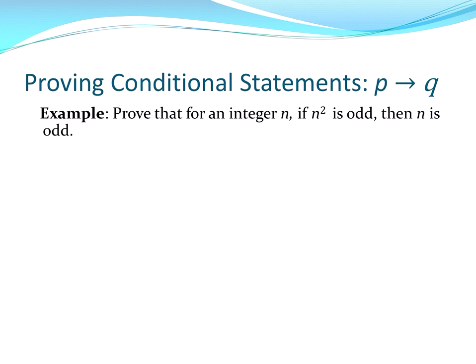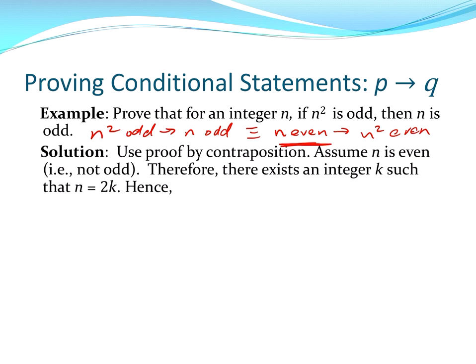Here we want to prove that if n squared is odd when n is an integer, then n will be odd. So I'll write that out: n squared odd implies n odd. But we're going to prove it by contraposition. So I'm going to say that's equivalent to n even implies n squared even. And so the thing we're going to assume is that n is even.